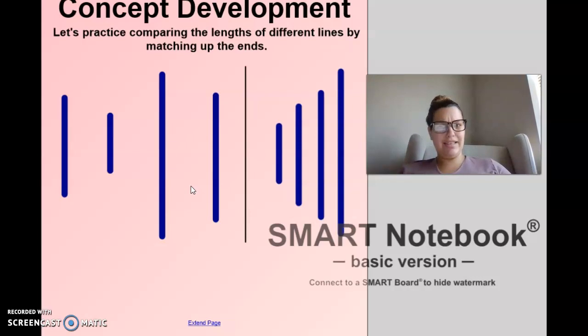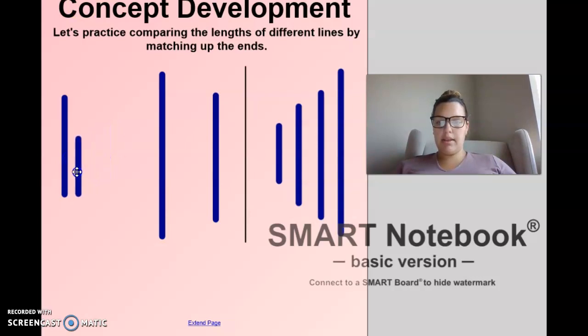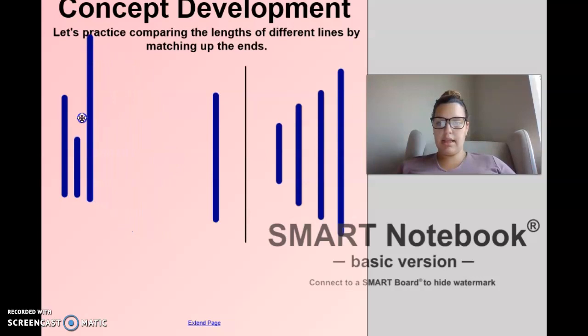Now we're moving on to these. So when we compare lengths, we need to make sure that everything starts at the same starting point. You cannot compare lengths like this because everything doesn't have the same starting point. So I'm going to line these up and we're going to talk about which ones are shorter, which ones are taller. Okay? So when I compare lengths, I have to make sure they have the same starting point. I'm going to line these all up.